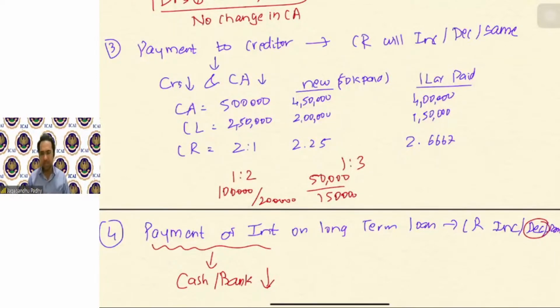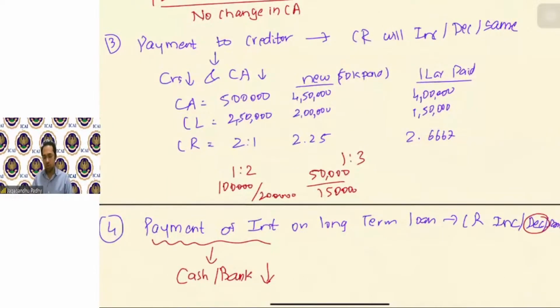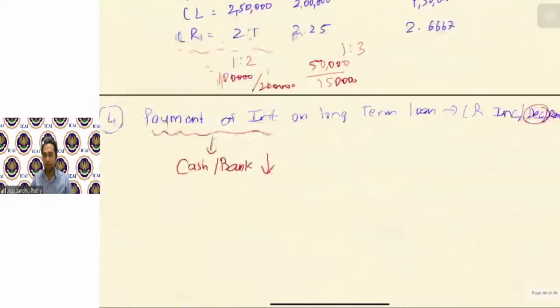But in real life, we say that such a low current ratio couldn't be there in any company because if that's the situation, it's a quite risky situation. So therefore, we generalize it into current ratio greater than 1.